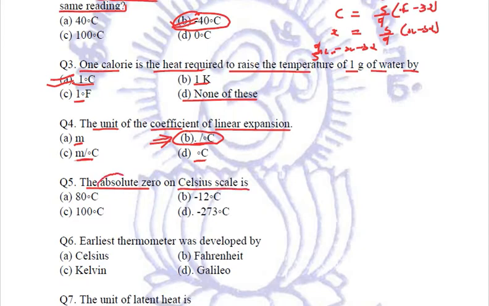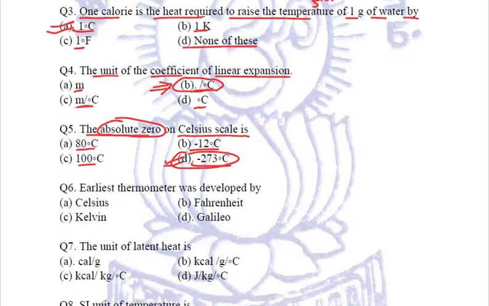Next question. The absolute zero on Celsius scale is. Now the absolute zero is actually the zero on Kelvin scale. So if it is 0 on Kelvin scale, what will be its value on Celsius scale? Options given are 80 degrees Celsius, 100 degrees Celsius, minus 12 degrees Celsius, or minus 273. So the absolute 0 on Celsius scale is option D. It is minus 273 degrees Celsius. Clear?